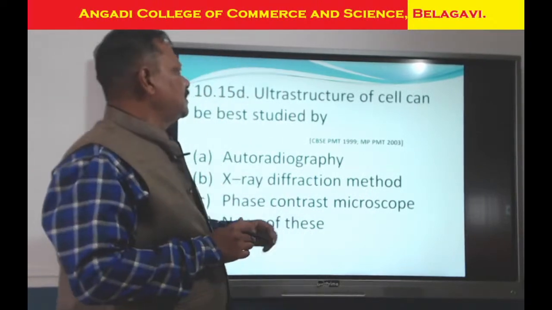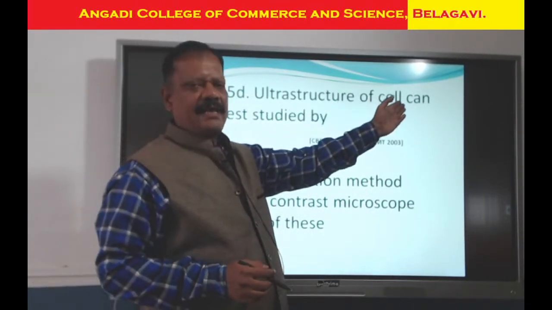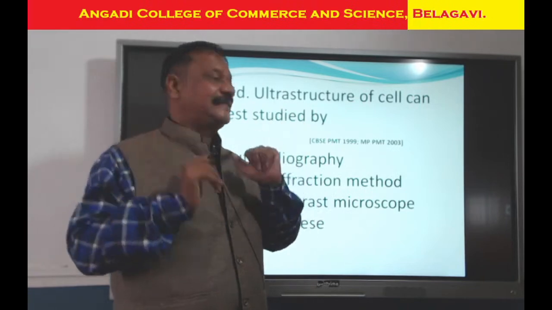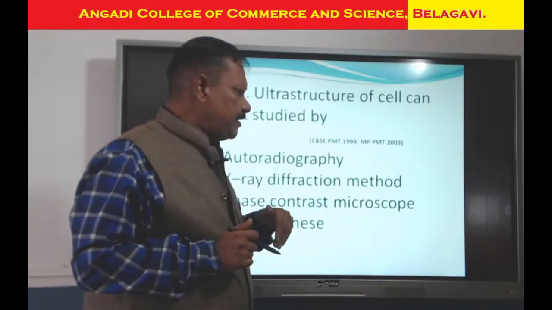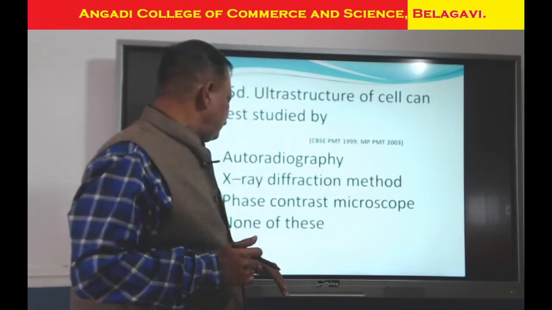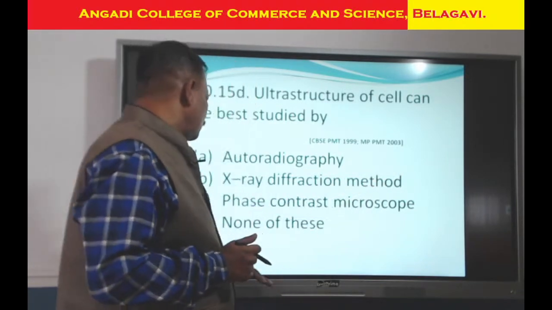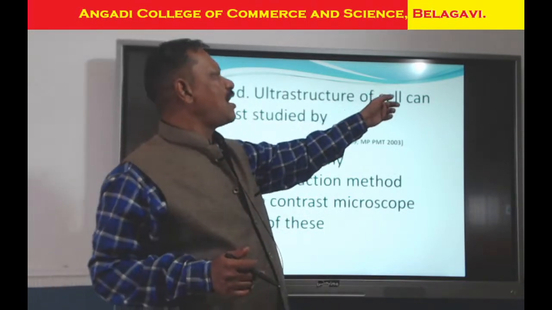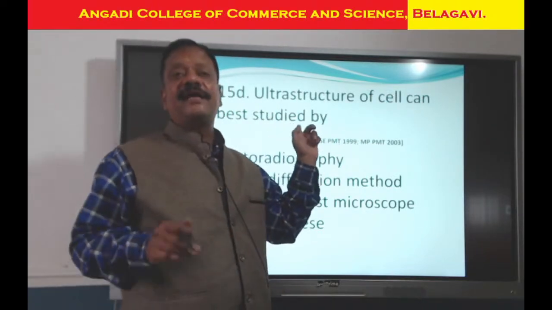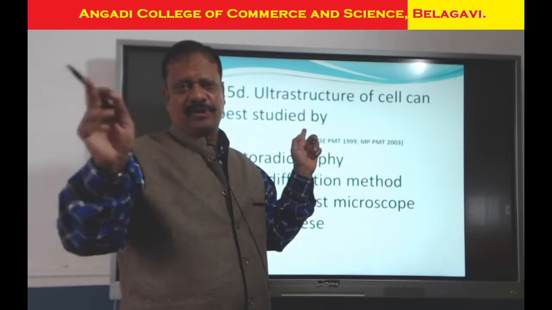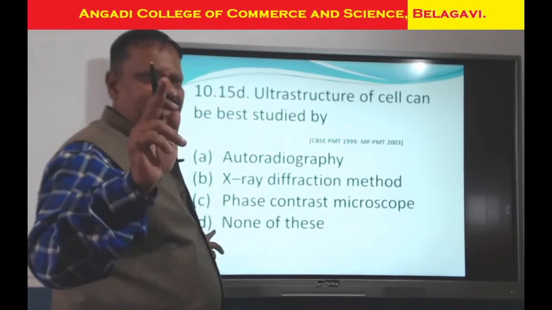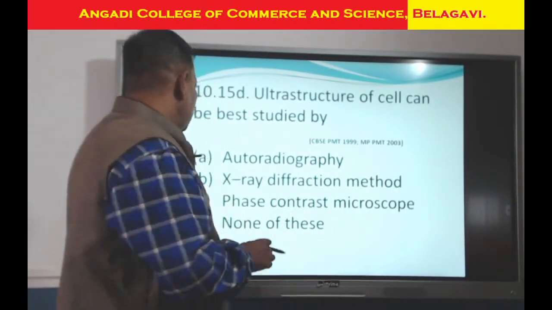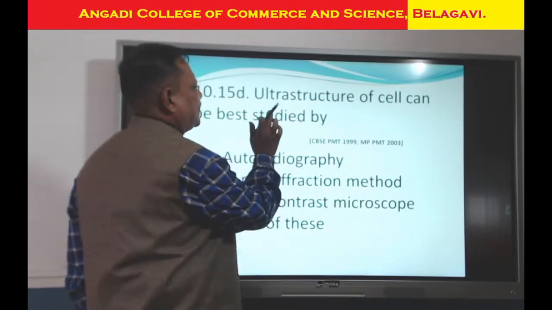Now see, how is the ultrastructure of the cell best studied? The options are autoradiography, X-ray diffraction method, phase contrast microscope, none of these. Here, the ultrastructure of the cell can be best studied by electron microscope. As a result, option D, none of these, is the right answer for this question. So option D is the correct answer here. Next one.